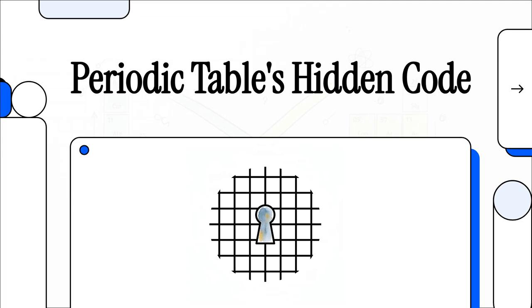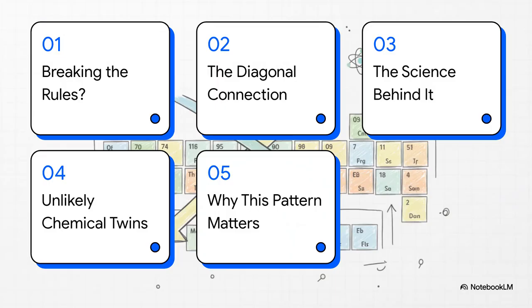We all picture the periodic table as this perfectly organized chart, right? Everything's sorted into these neat little families. But what if I told you some elements are total rebels? They act way more like their neighbors than their own siblings. Today, we're going to unlock a hidden code in the table, a fascinating exception that actually reveals an even deeper, more beautiful rule.